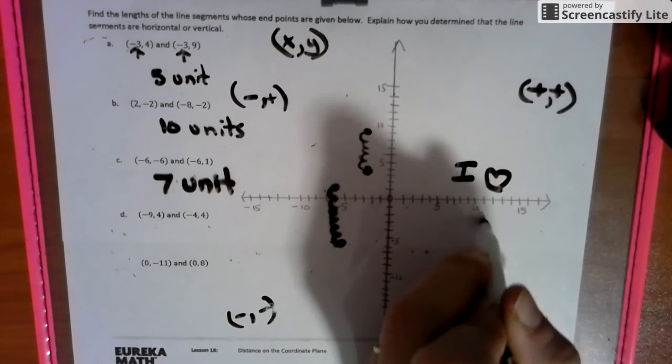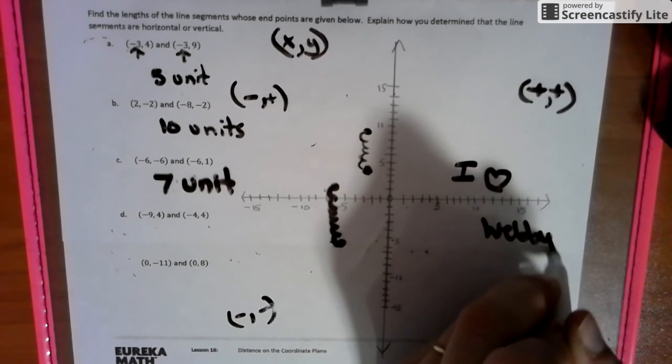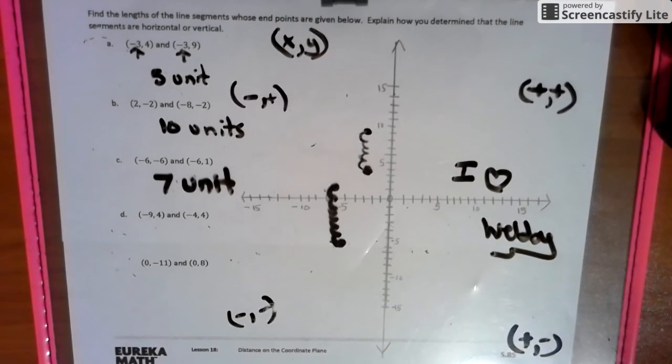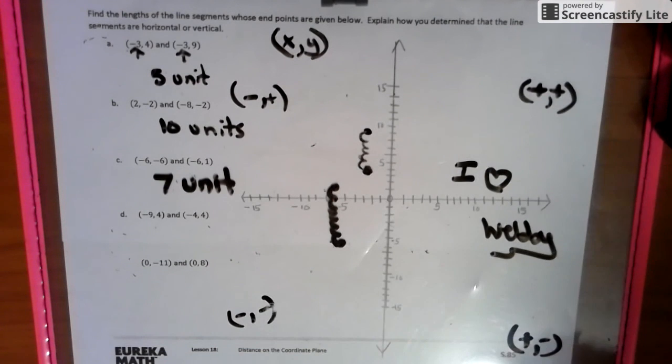I love Webby, my puppy. And I love Coke. And math, of course.